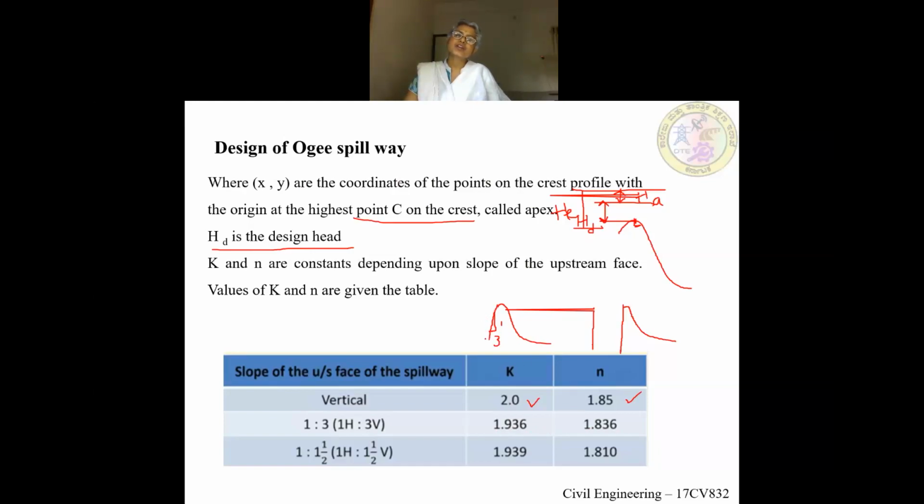Normally, for stability of the spillway, some batter is provided on the upstream side. This will be given in the problem: what is the slope of the upstream face? Knowing the slope, you can take these constants from this table, or the values of K and n will be given. Or you have to remember at least that for the vertical face, the K value is 2 and the n value is 1.85.